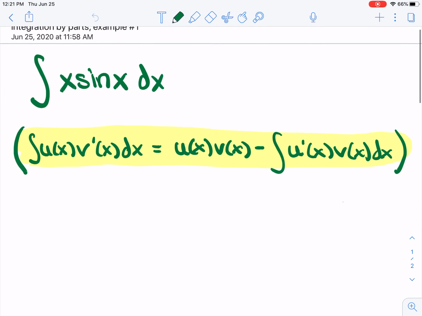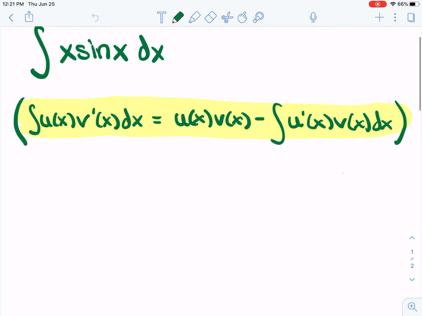All right, we've got our first example of an integration by parts problem here. This is a classic integration by parts problem, x times the sine of x, which we don't know the antiderivative of, and so we need to do something to find that antiderivative. We're going to try this formula out. This is the integration by parts formula.